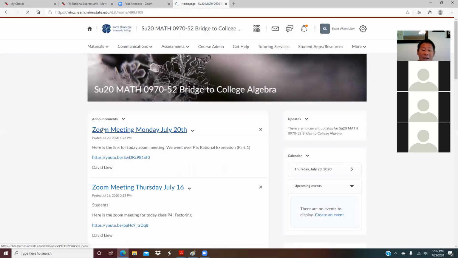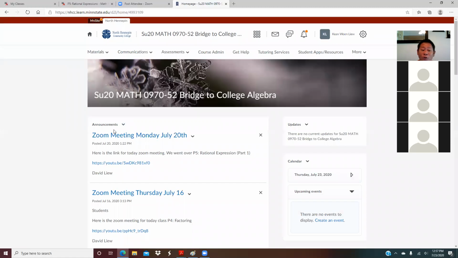Same thing with your test. I will also put it under announcements. The test I will email to you in your school email. I also put it under announcements here, so you can download it and print it off if you need to, and then write on it. Okay, so make sure you know how to do it. The Zoom is always on this side.